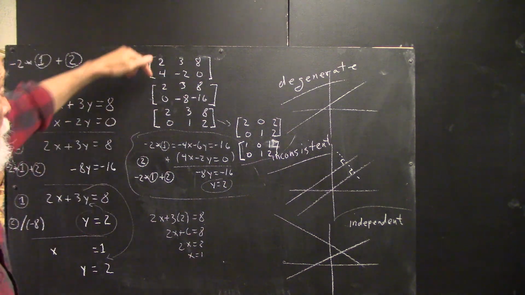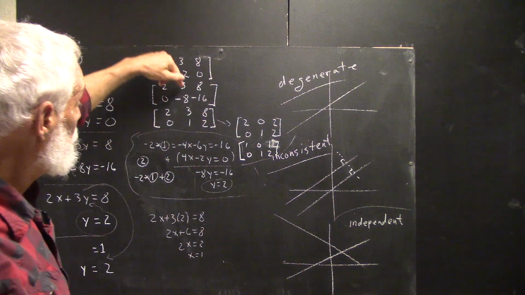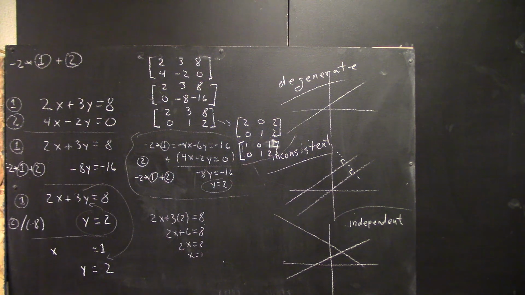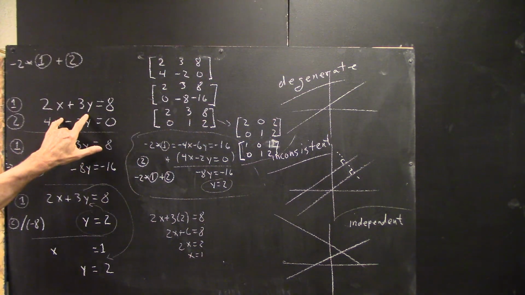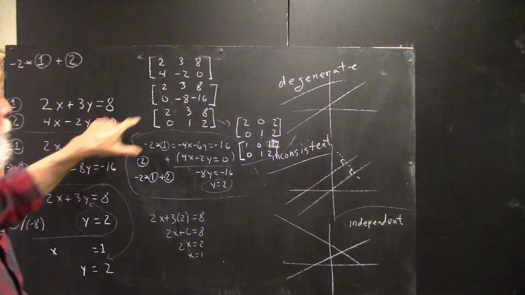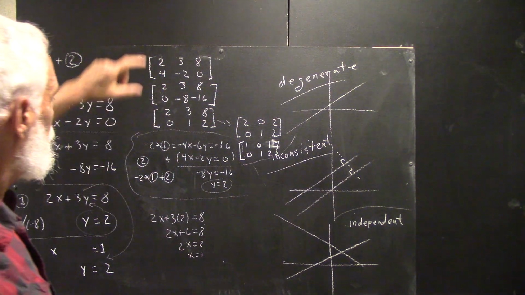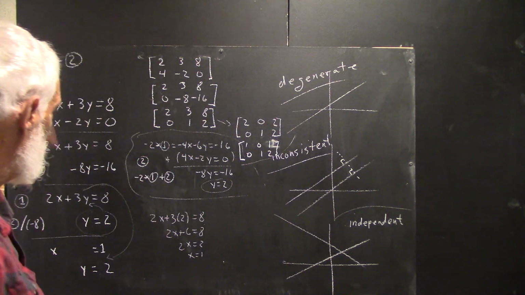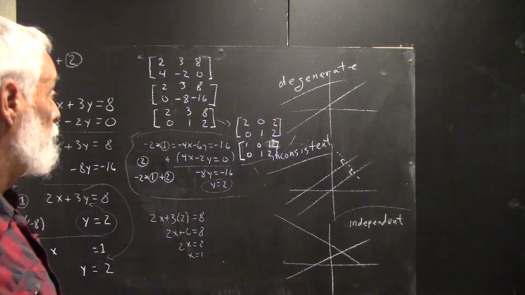Each column, this column consisting of the coefficients of x, this column consisting of the coefficients of y, this column consisting of the numbers on the right-hand side of the equal sign. Now, the 2, 3, 8 is understood to represent this equation, and that's very straightforward. The 4, negative 2, 0 is representing this equation. So I do the same thing over here, but I'm doing it to rows of numbers, and I'm not worrying about x's and y's because I already know where the x coefficients and the y coefficients are.